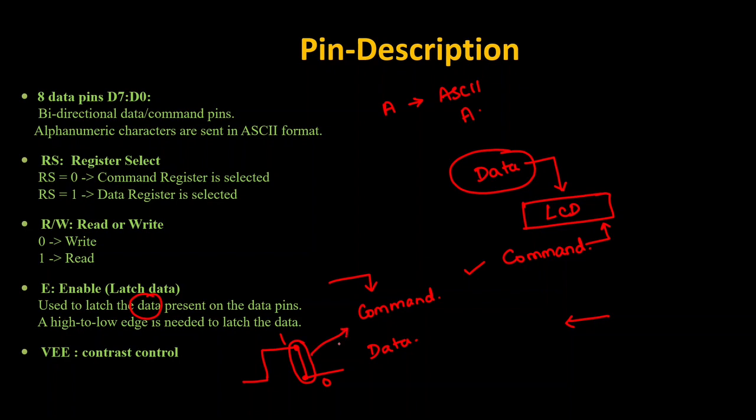So whatever data you give will reach your command register or your data register. So a high to low edge is needed. We will understand more when we get into programming also. Just try to understand that enable takes the data and gives it to your LCD screen. A high to low is needed for sending the data inside your command register or data register. After that, VEE is your contrast control for your LCD screen. While using your kits, it may not be available in your kit sometimes. Sometimes it will be available when you interface with 8051.